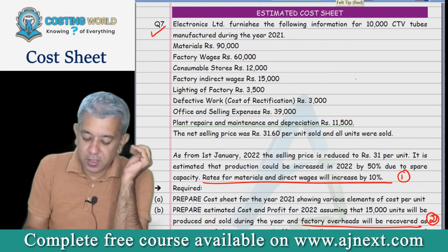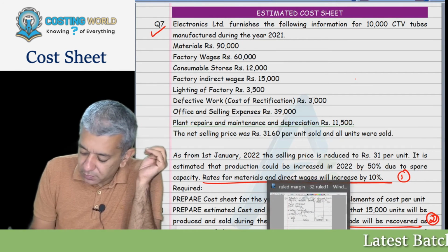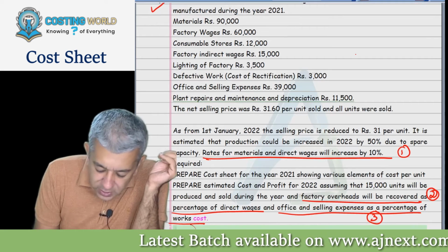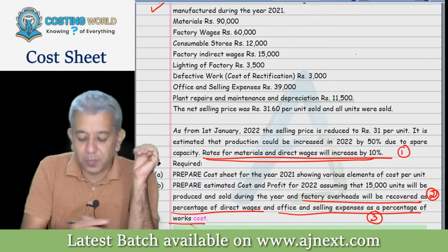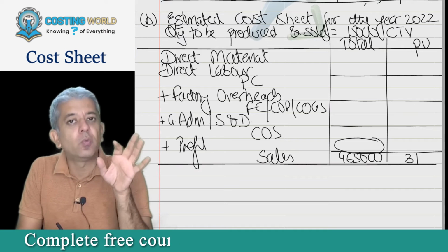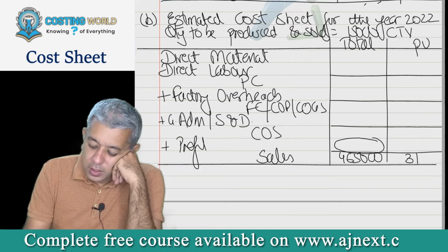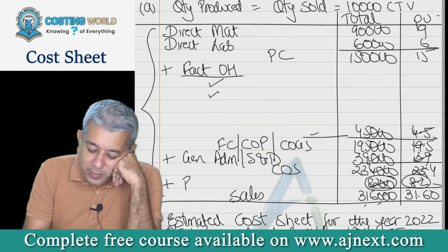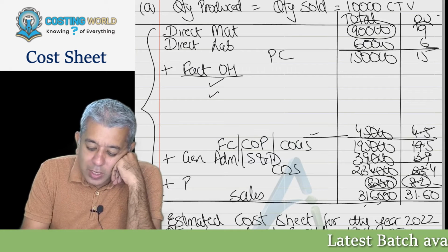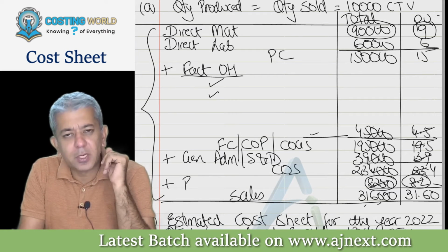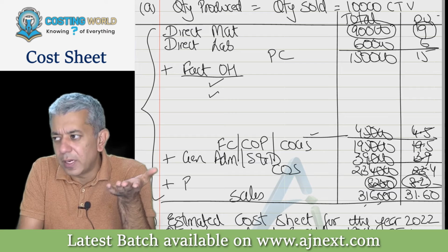Now, we all will start. Now, see, first thing. Rates for direct material and direct wages will increase by 10%. Now, I just want to be knowing what you all have done. Now, it will be increasing by 10%. Tell me, have you increased 90,000 by 10% or 9 by 10%? Somebody might say, we have increased both only by 10%.